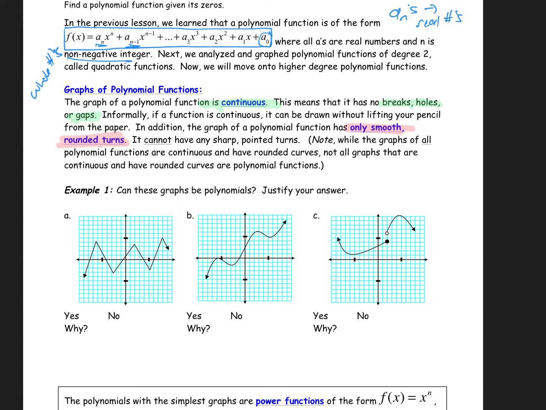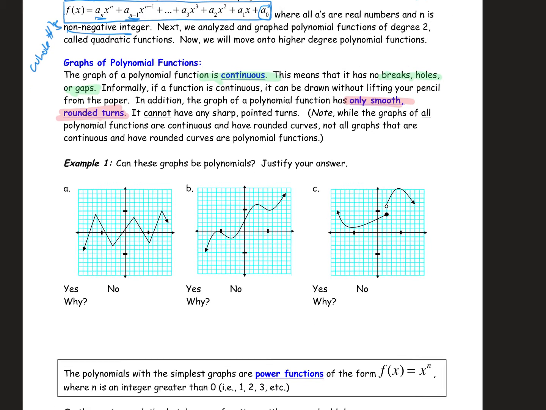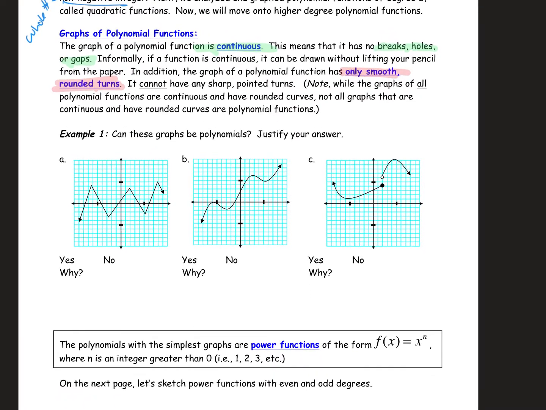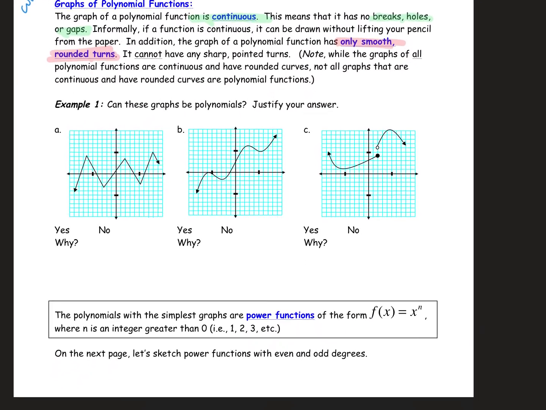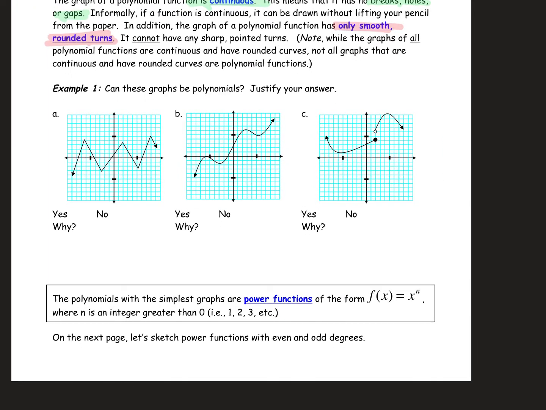And note, while graphs of all polynomial functions are continuous and have rounded curves, not all graphs that are continuous and have rounded curves are polynomial functions. So it only goes one direction. So with that understanding that graphs of polynomial functions are smooth and continuous, and they can't have any pointy turns, they have to have smooth, rounded curves, we're going to look at a few examples and try to identify which could be graphs of polynomial functions.